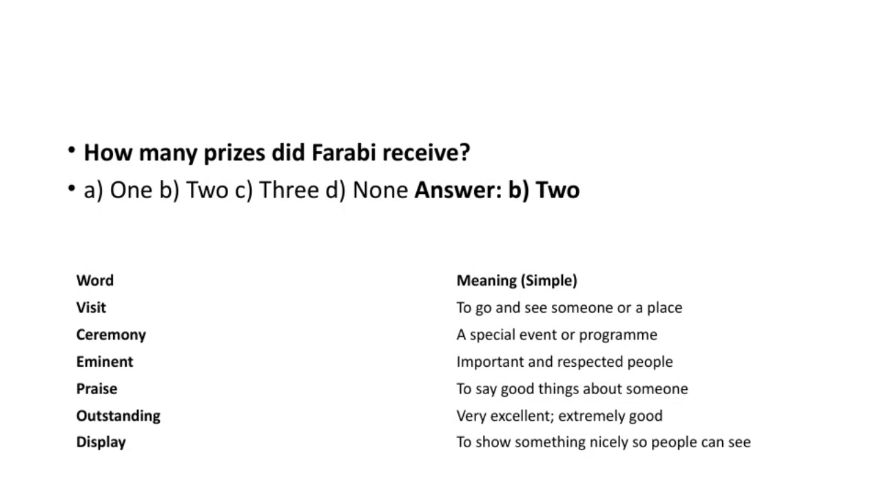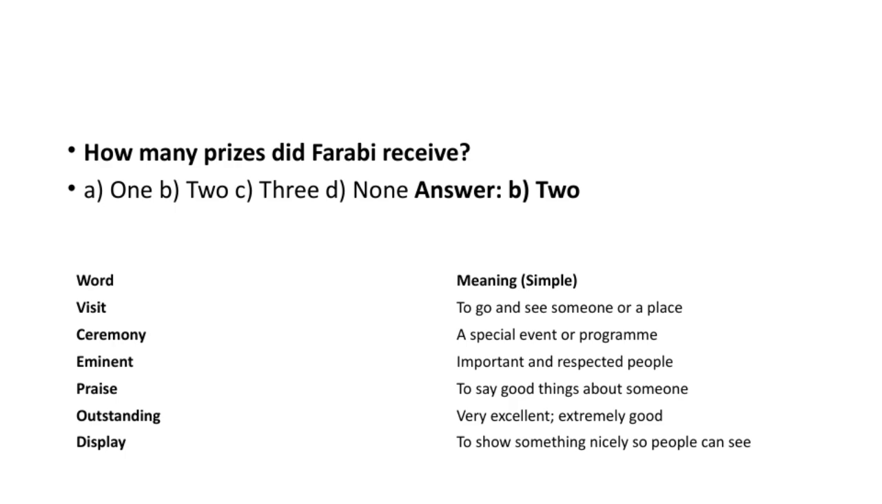Let's take a closer look at some important words related to achievements and recognition. First, we have visit, which means to go and see someone or a place. It's often used when talking about someone going somewhere to learn or experience something firsthand. Next is ceremony, which refers to a special event or program, usually to celebrate or honor something significant.